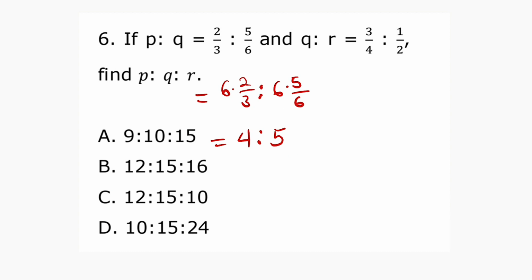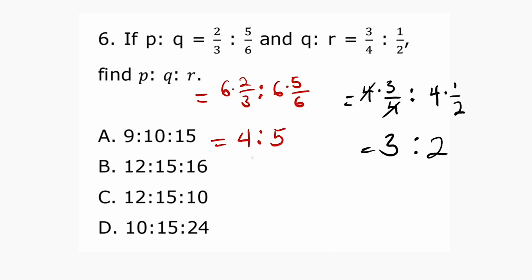Let me do the same thing to the other ratio. The LCM between 4 and 2 is 4. So let me multiply 4 by 3 divided by 4, and also 4 by 1 divided by 2. 4 cancels 4, so we have 3 here. 2 can go into 4 2 times, and 2 multiplied by 1 is 2.